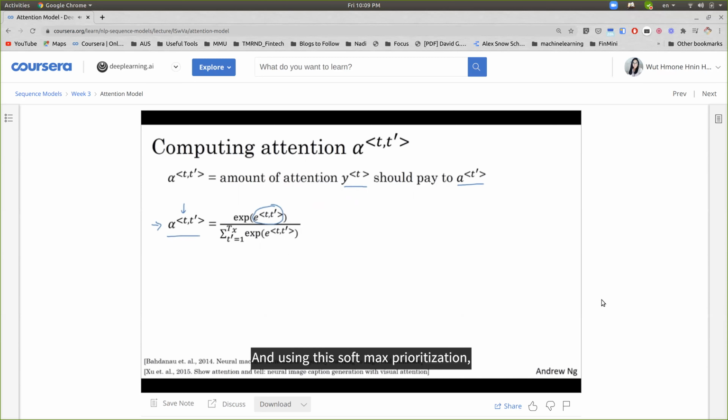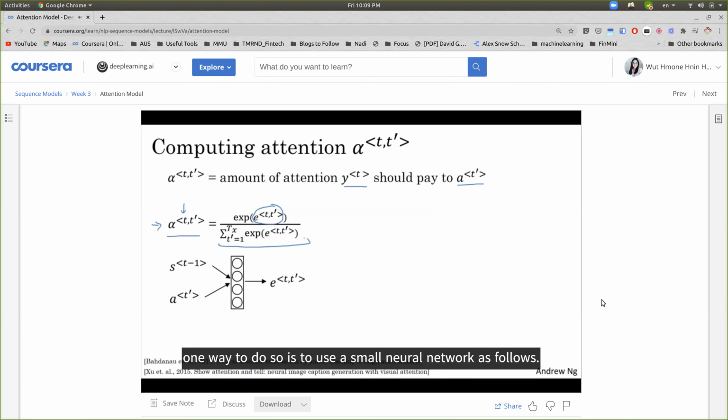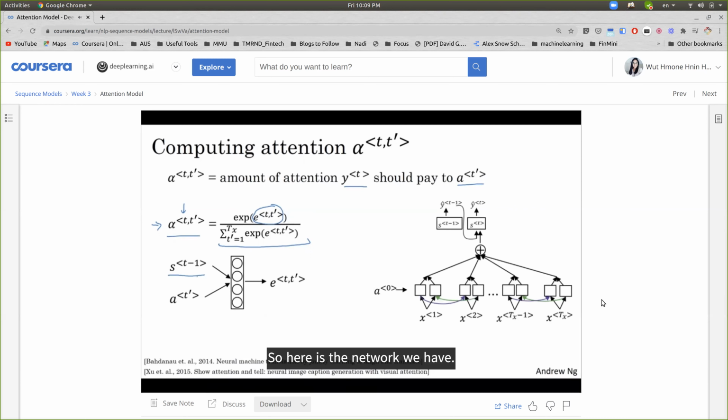And using this softmax parameterization just ensures this property is sum to 1. Now, how do you compute these factors e? Well, one way to do so is to use a small neural network as follows. So s t minus 1 was the neural network state from the previous time step. So here's the network we have.